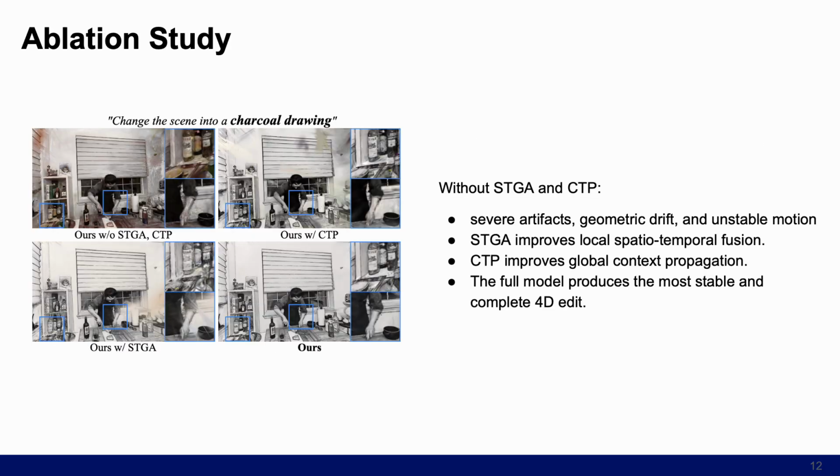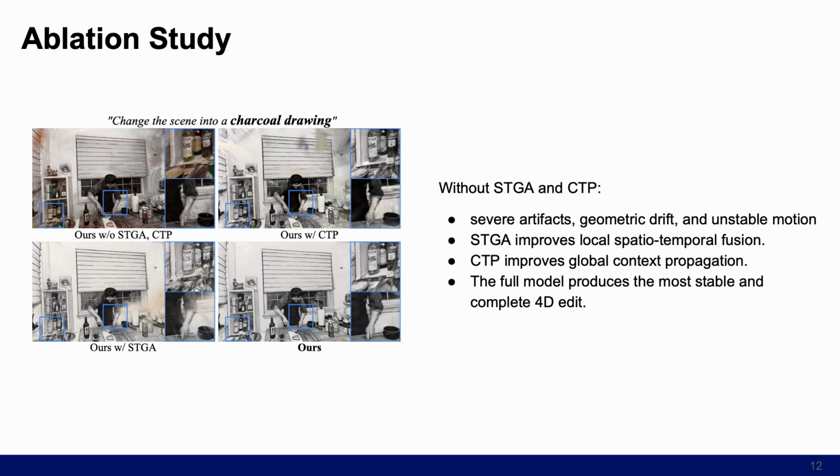The ablation study confirms the importance of both STGA and CTP. Without these components, the edited 4D scene shows severe artifacts, geometric drift, and unstable motion. STGA improves local consistency by fusing information across adjacent views and neighboring time steps. CTP further improves global consistency by propagating context tokens across the entire camera time grid. The full model achieves the lowest warping error and multi-view consistency error, and produces the most stable and complete 4D editing result.